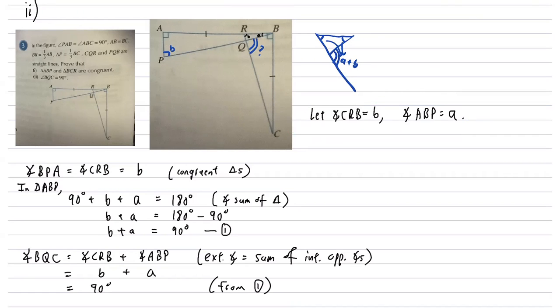Okay, good. So we have shown that BQC is A plus B. Let's just write it down in the diagram. So that means we're done, because that's what the question requested for. BQC, show that it's 90 degrees.